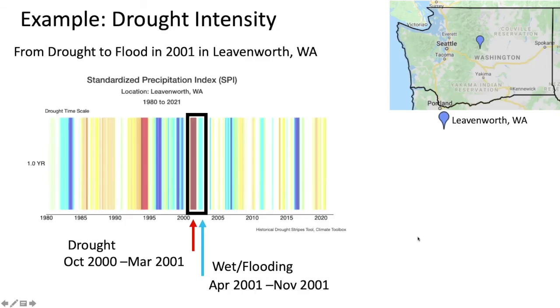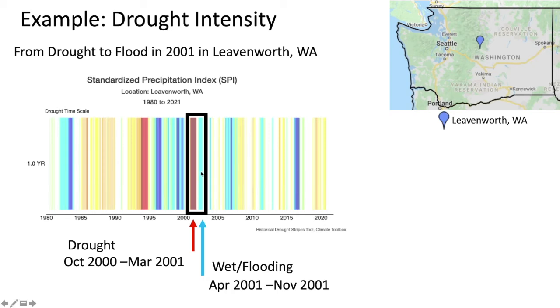So as an example of looking at drought intensity, we can look at a single drought stripe of 1-year precipitation totals through SPI for Leavenworth, Washington from 1980 to 2021. And we see here that in 2001, there was an exceptional meteorological drought, here in this dark red, and it was seen in low precipitation from October to March, which caused a whole host of impacts from low stream flows to diminished hydropower and fish kills.